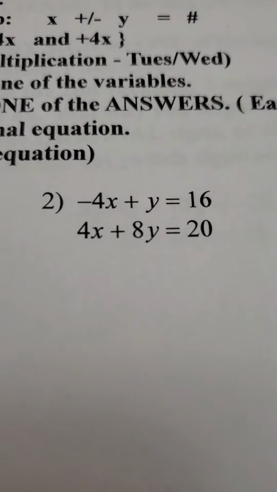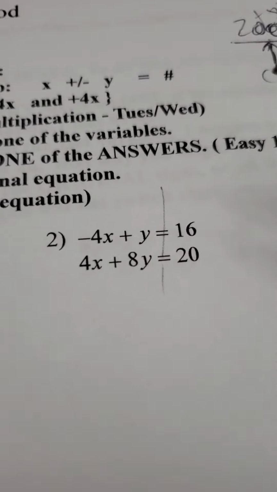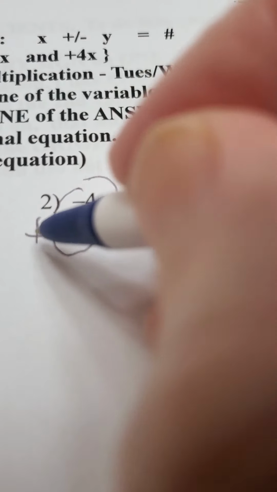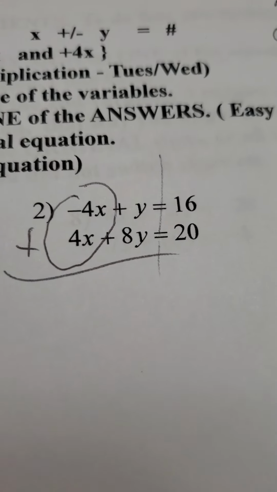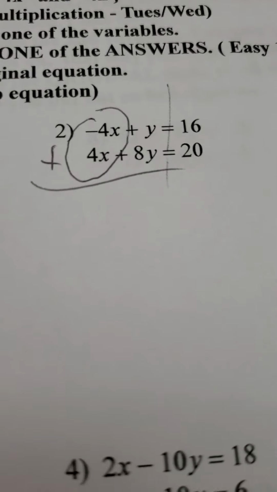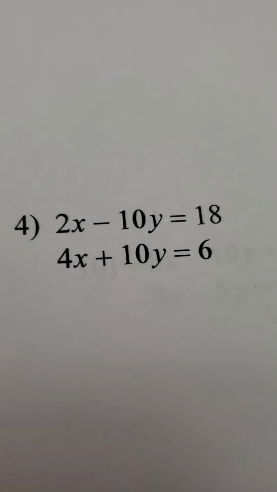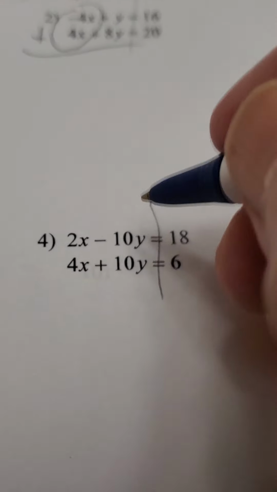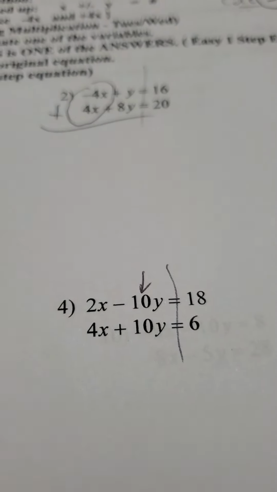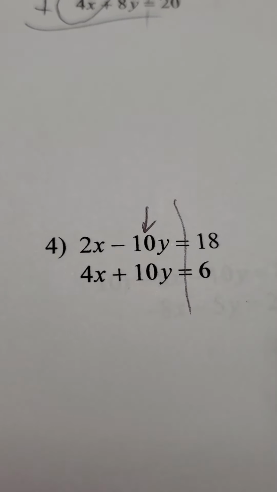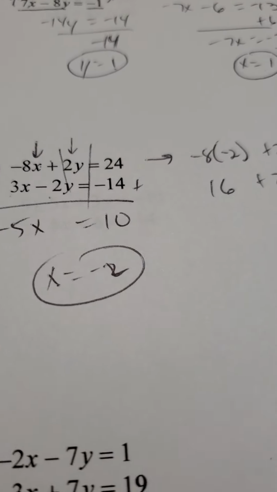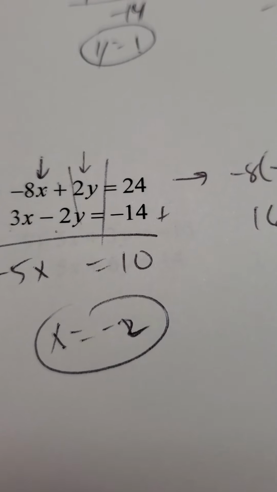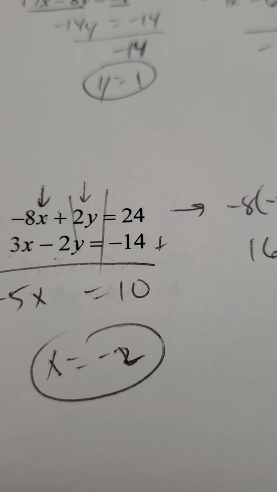Just kind of look at number 2. Everything is stacked. I have exactly what I want right there. Add the equations together and cancel the x's. Number 4, everything is stacked, and I have exactly what I want right there. So I'm ready to add the two equations together. I'll do a second video for 7, 8, 9, and 10.